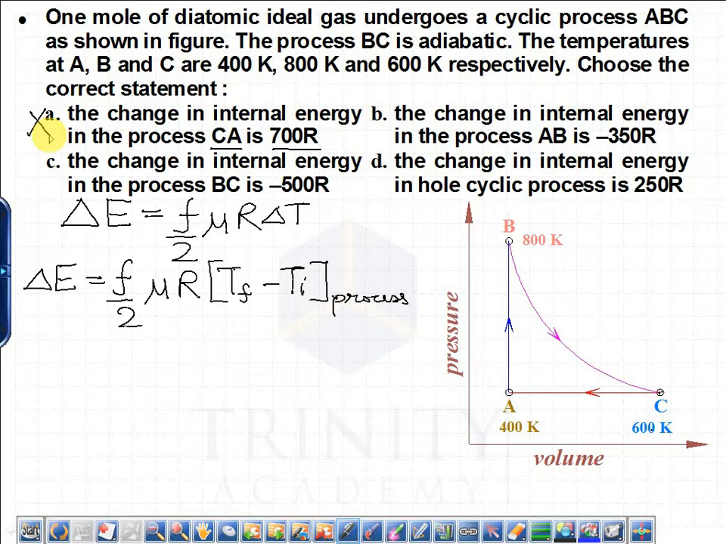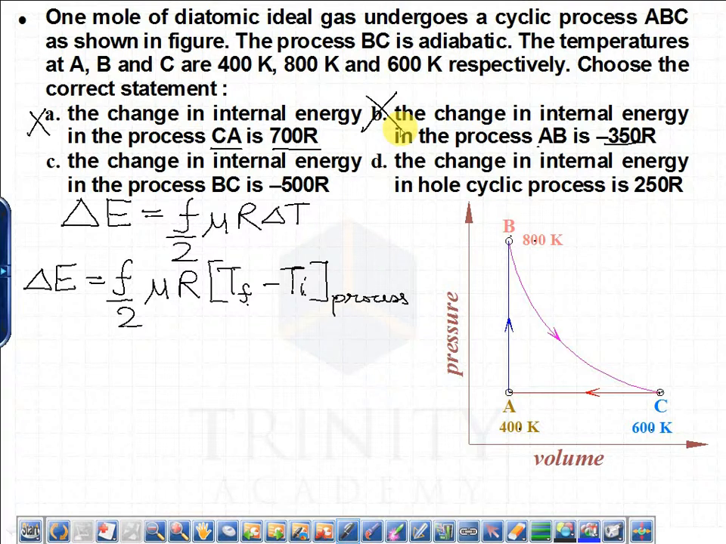Let us consider the second option B. It is given the change in internal energy in process AB is minus 350 R. Considering process AB, where B is the final position in that process, and if we see the temperature, that temperature at position B is larger than that at position A. So T final minus T initial term must be positive. That gives change in internal energy of that process positive. But it is given it is negative over here. So even this option will be ruled out in this case.